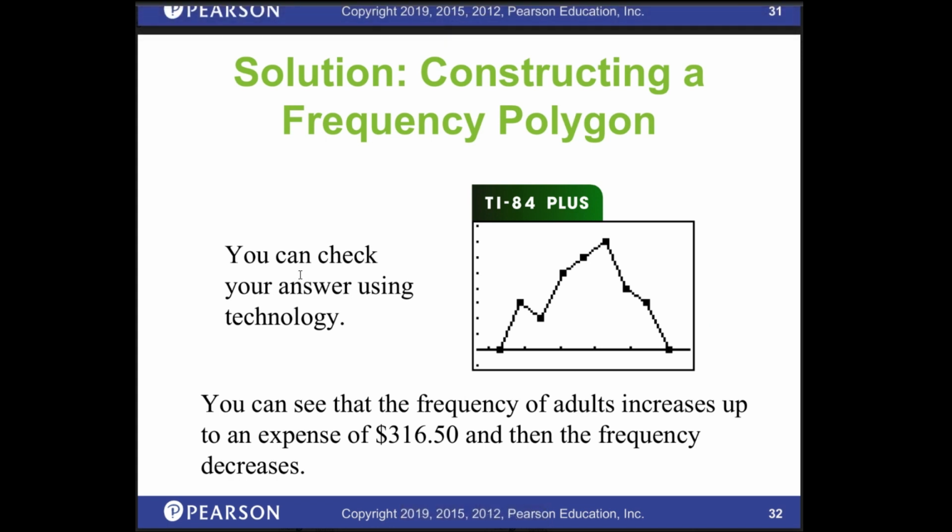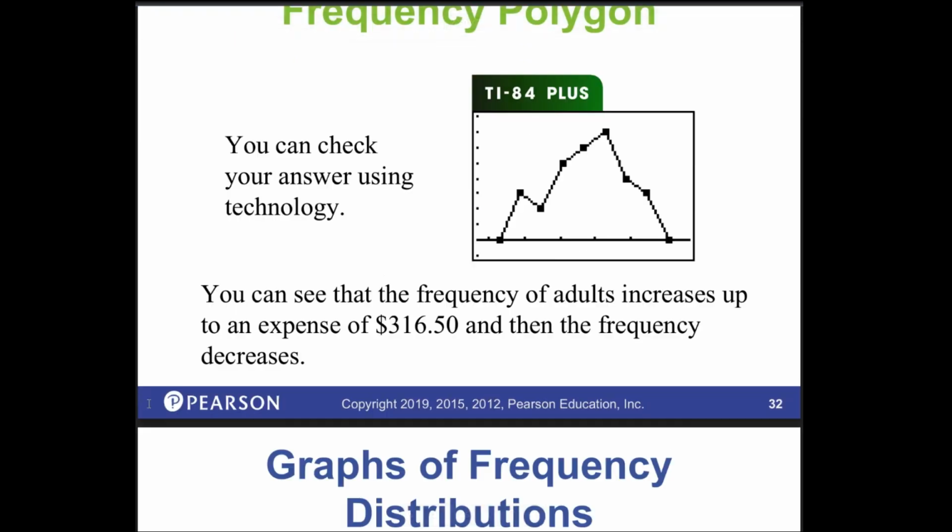And then you can check your answers using your calculator, like your TI-84 Plus, which many of you should have by now. It's a graphing calculator. And you can see that the frequency of adults increases up to an expense of $316.50, and then the frequency decreases.